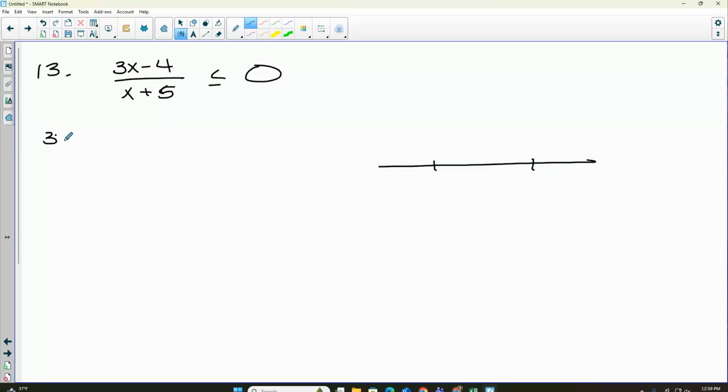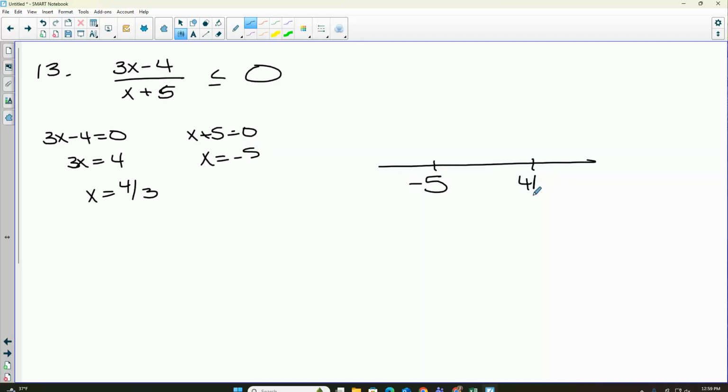So if you set the top equal to 0, we get 4/3. We set the bottom equal to 0, we get -5. So those are the 2 points we put on our sign line. Then we pick test points, smaller than -5, in between the 2, and bigger than 4/3.